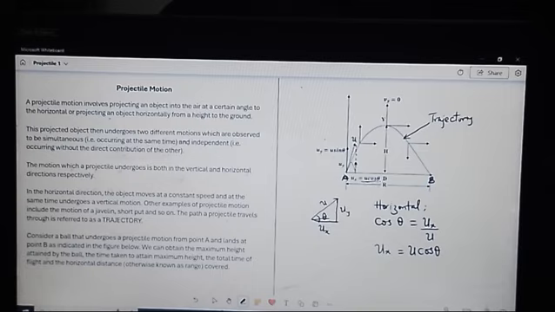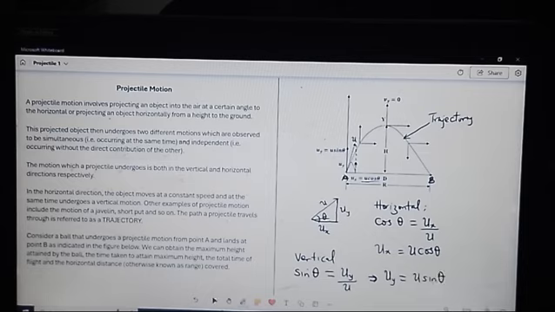For the vertical direction, we say sine theta. Since we are concerned with the opposite and the hypotenuse, we use sine theta is equal to opposite, which is this, over hypotenuse, so that this gives us the vertical component to be u sine theta.